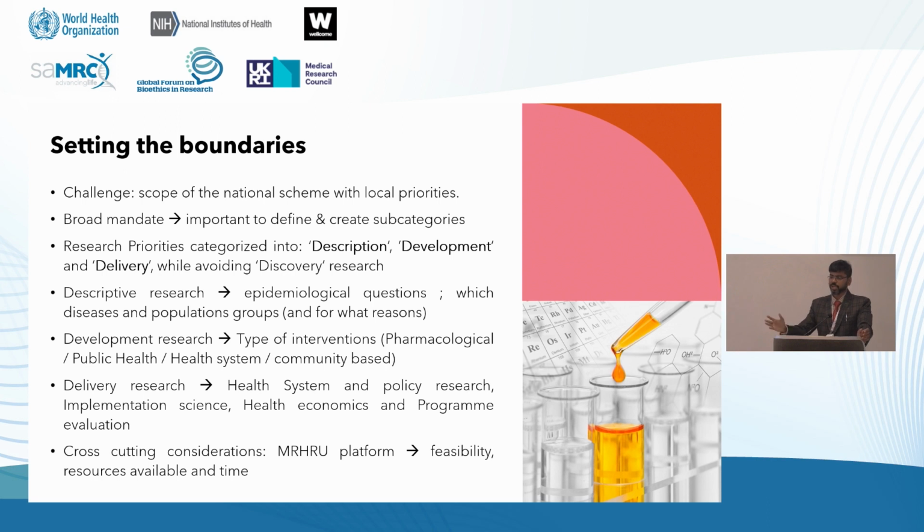Descriptive research, we categorize all the epidemiological questions, epidemiological topics, what are the diseases that need to be prioritized, what are the populations, and so on. For developmental research, what are the interventions that can be prioritized, what type of interventions, among whom, and so on. In delivery, we focus mainly on health systems and implementation research, which was the key objective of this scheme, but that was one of the priority categories as well.